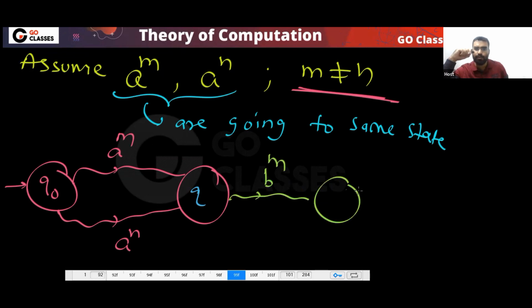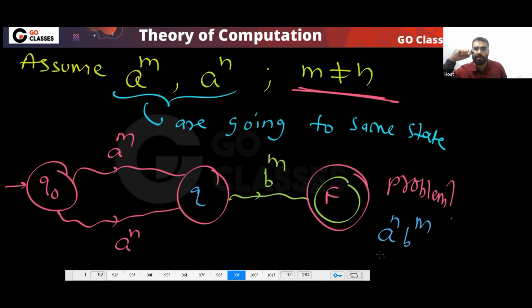So, for example, if you say final state, then there is a problem. What is the problem? A power n, b power m is accepted. This is the problem. Remember, n is not equal to m.